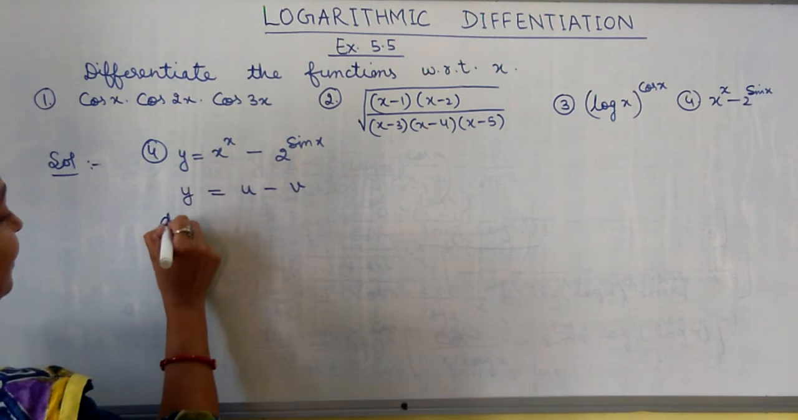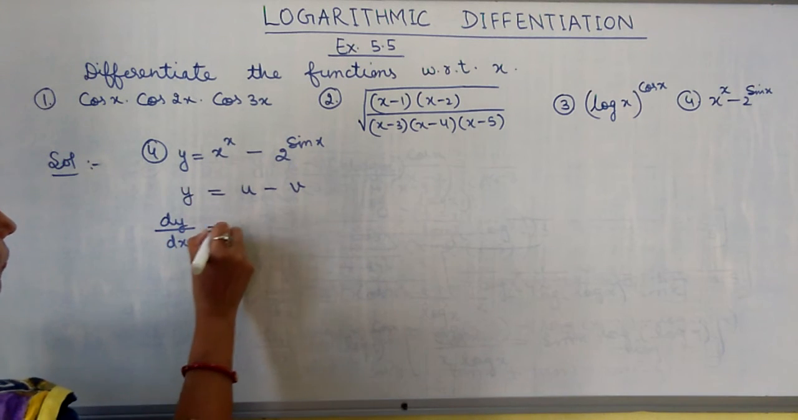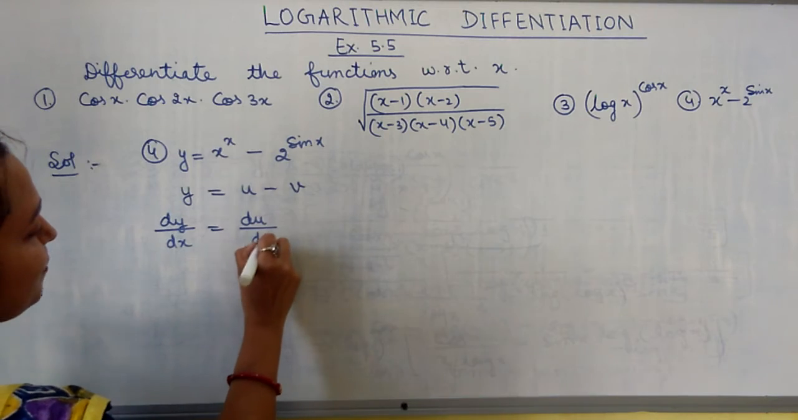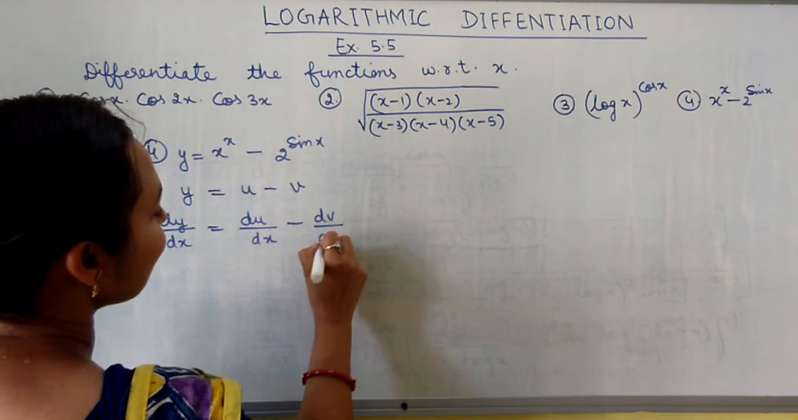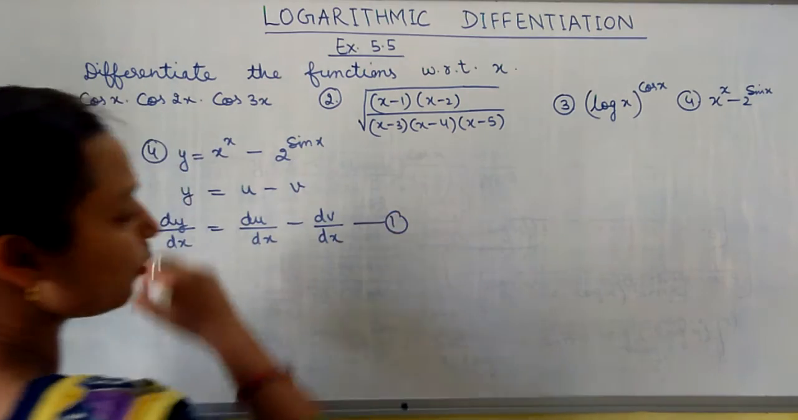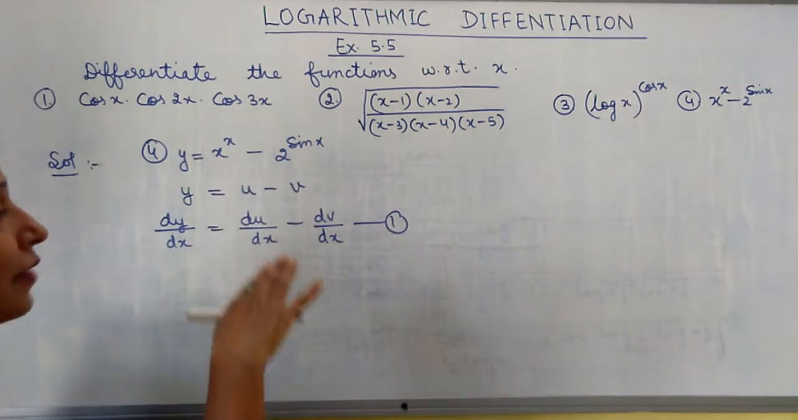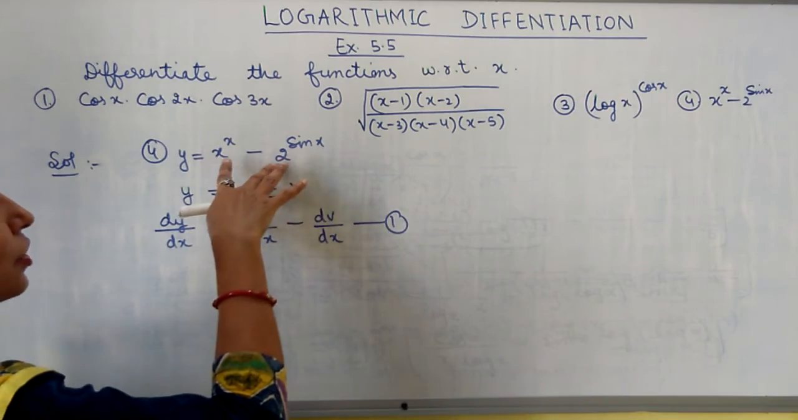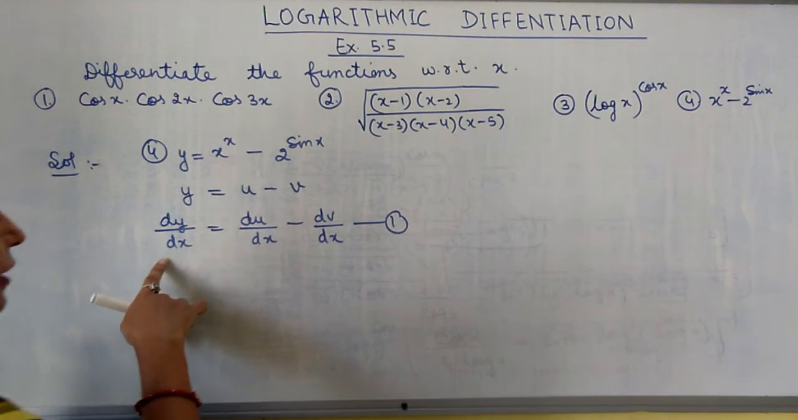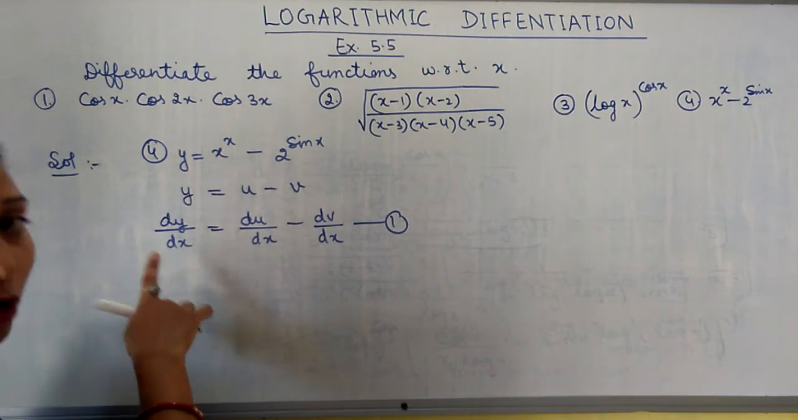How can you solve dy upon dx? If you want to differentiate, take the differentiation with respect to x, which equals dy upon dx. This is equation number 1. Now when you put in the differentiation of these two functions in this equation, you will get the value of dy upon dx.